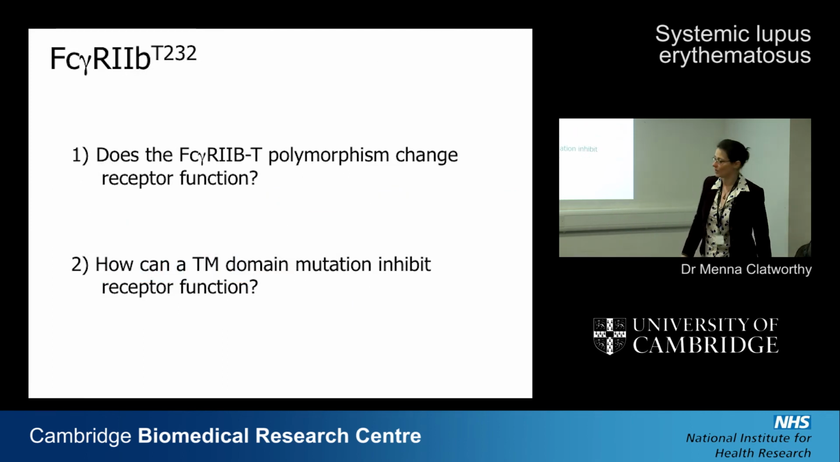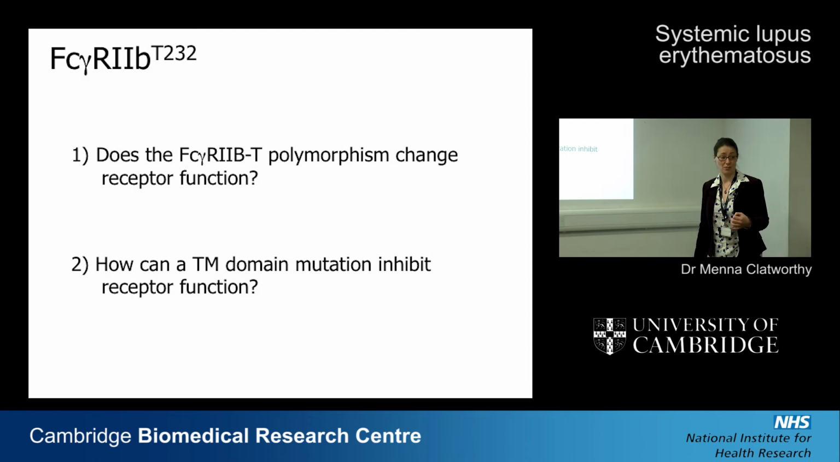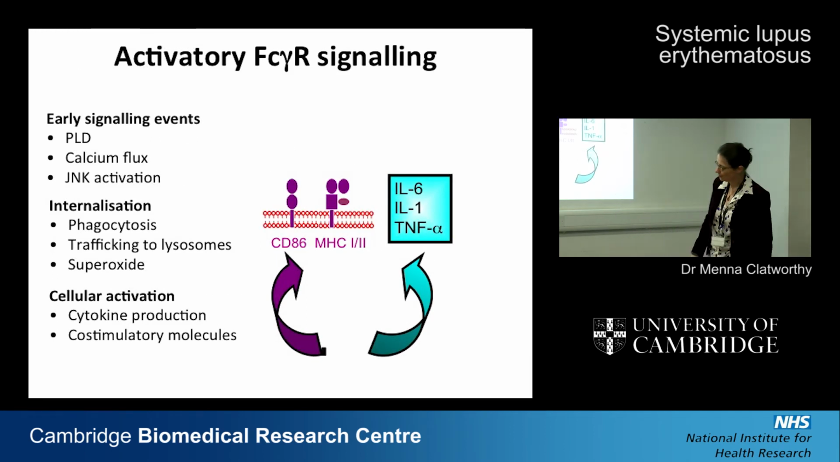We wanted to answer two questions. Does this polymorphism actually affect the receptor function? Because that really tells you whether it's pathogenic or not. And if it does, how does it? Because like I said, it's a transmembrane domain polymorphism, and it wasn't obvious to us why it would impact on function. So to test this, we looked at a whole range of things.